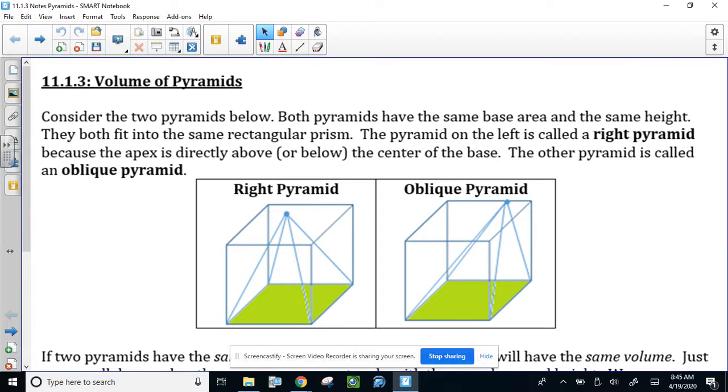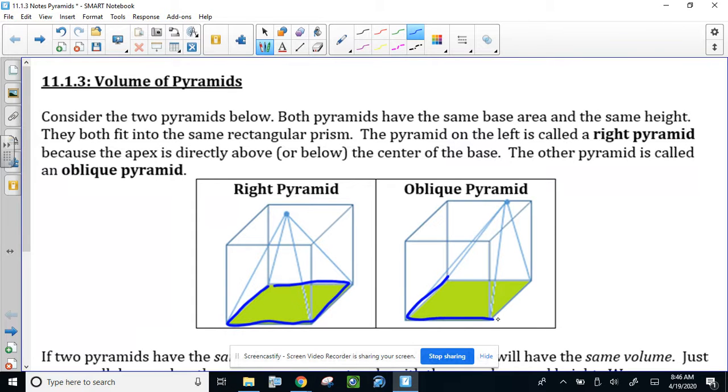So, looking at the two pyramids here, we can see that they both have the same base area and the same height. They both fit into the same rectangular prism. So we can see here the base on each of them is exactly the same. And the pyramid here on the left is called a right pyramid, and that's because the height makes a right angle with the base. So if we were to draw the height straight down, it lands in the center of the base. So right pyramids are pretty handy, especially we've used them quite a bit with our slant height, with our surface area, because they're easier to calculate.